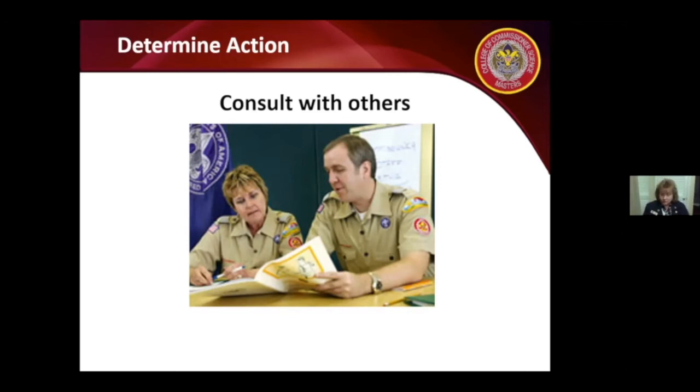Don't be critical. Be careful what you write. State the facts and explain who, what, where, and when, and give details. But be careful what you write, because you're not the only one seeing this. The assistant district commissioner and district commissioner are able to see this. So be careful, but just put down again the facts. All right, so we're going to determine the action.